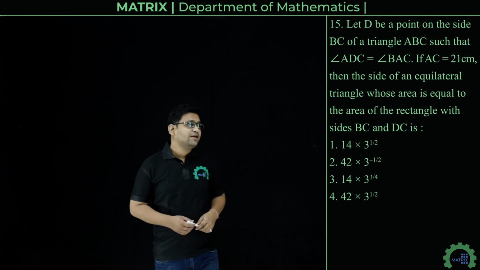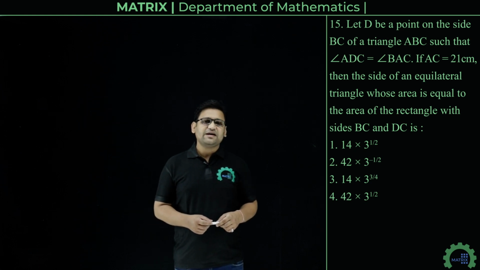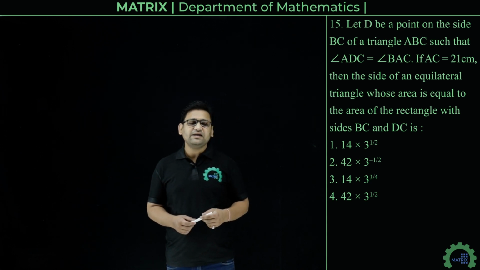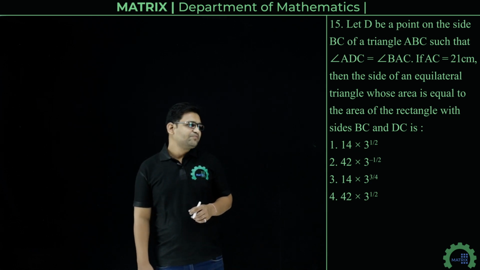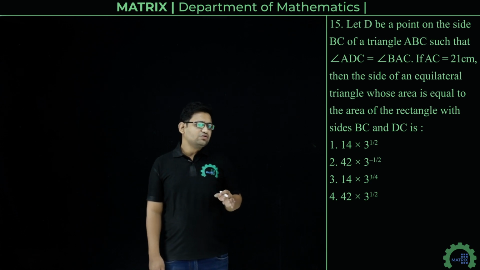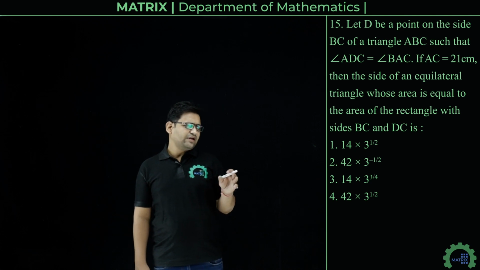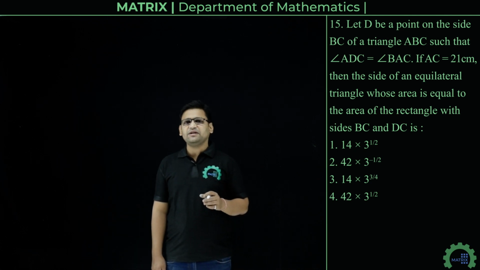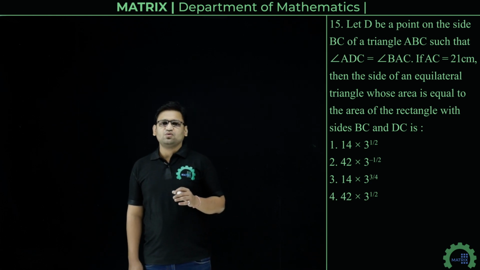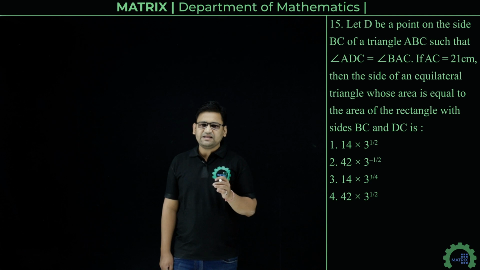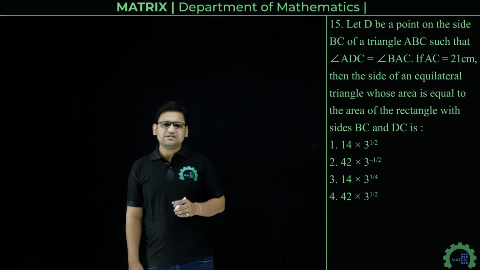Next question is, let D be a point on the side BC of a triangle ABC such that angle ADC is equal to angle BAC, and the length of side AC is 21 centimeter. Then find the side of an equilateral triangle whose area is equal to the area of the rectangle with sides BC and DC. First of all, the area of the rectangle with sides BC and DC will be length into width, that is BC into DC. And area of equilateral triangle is root 3a square by 4, where a is the side length of the equilateral triangle.